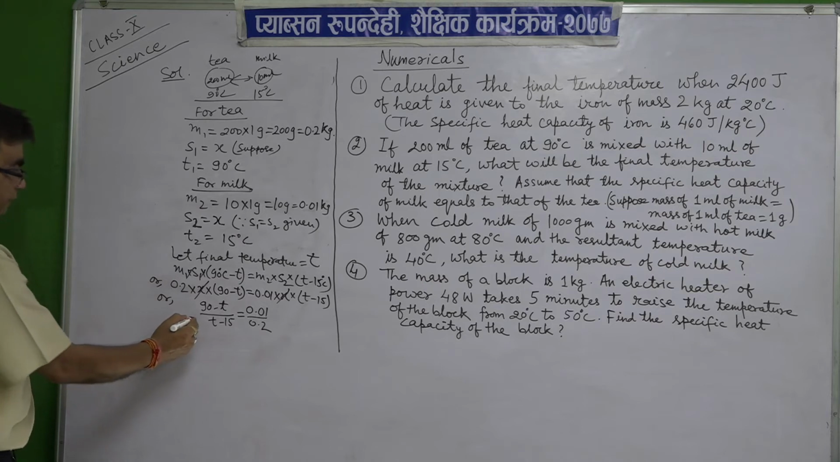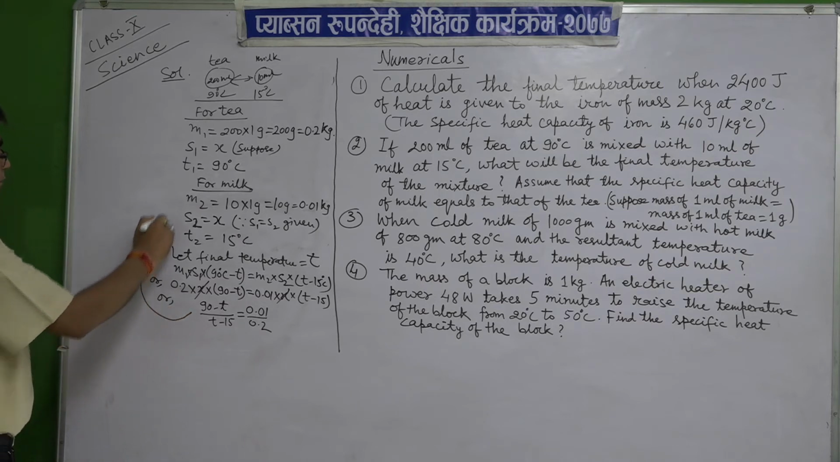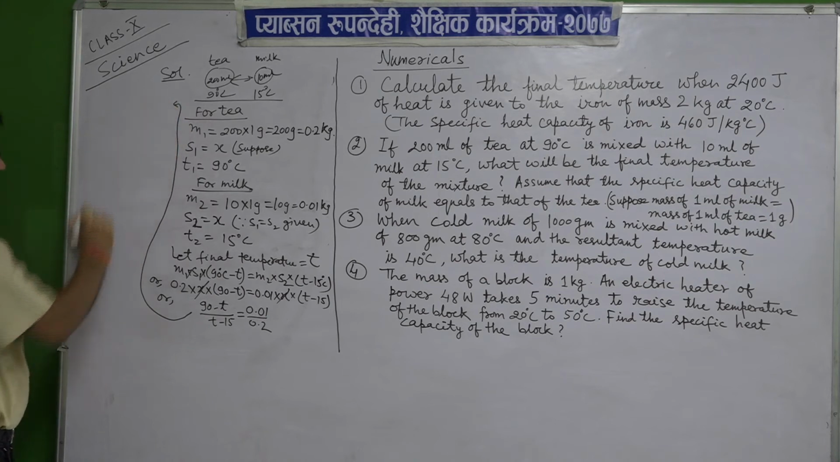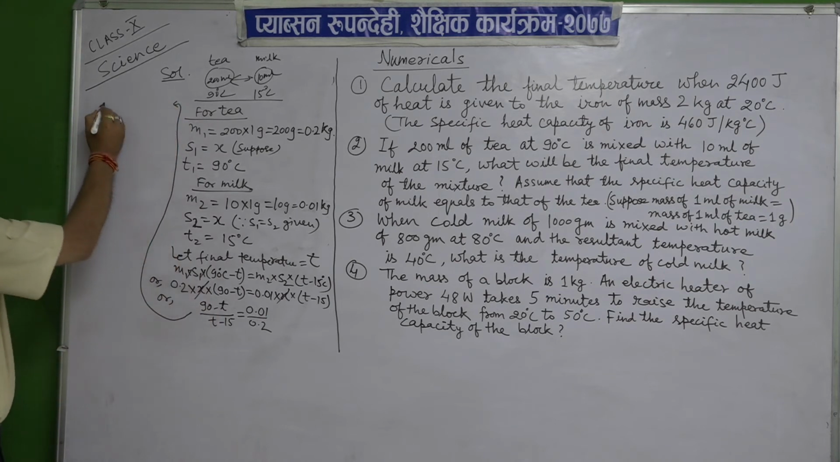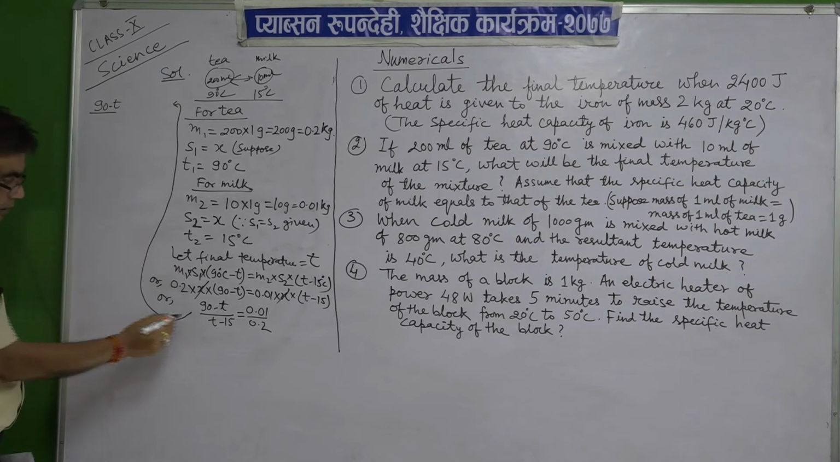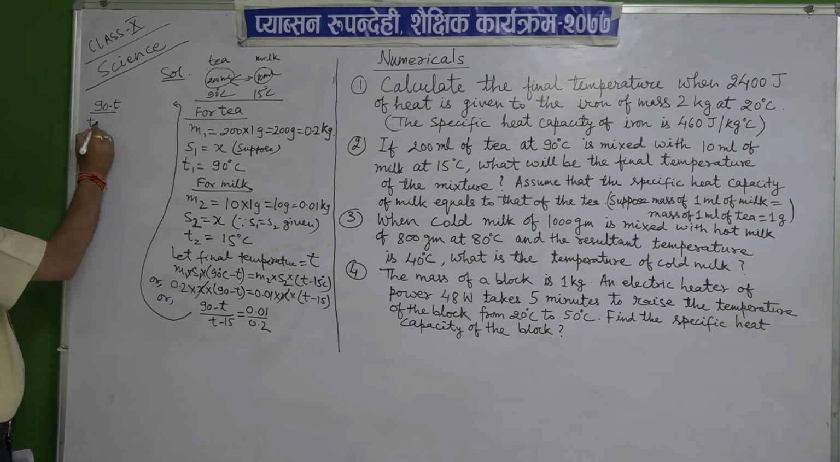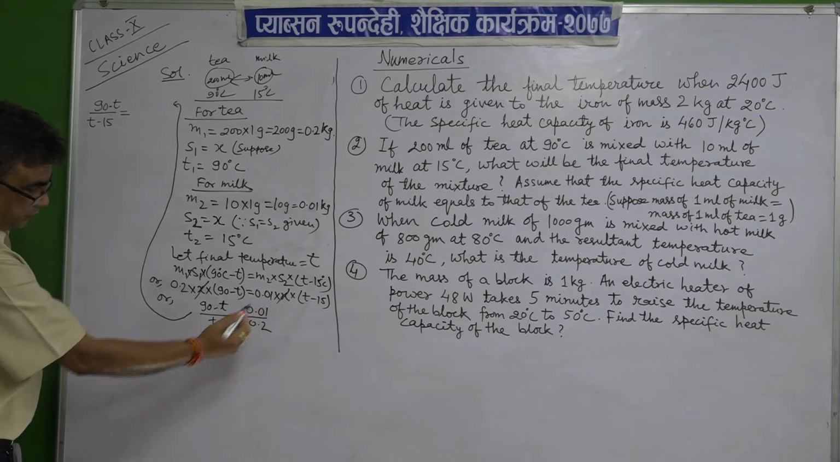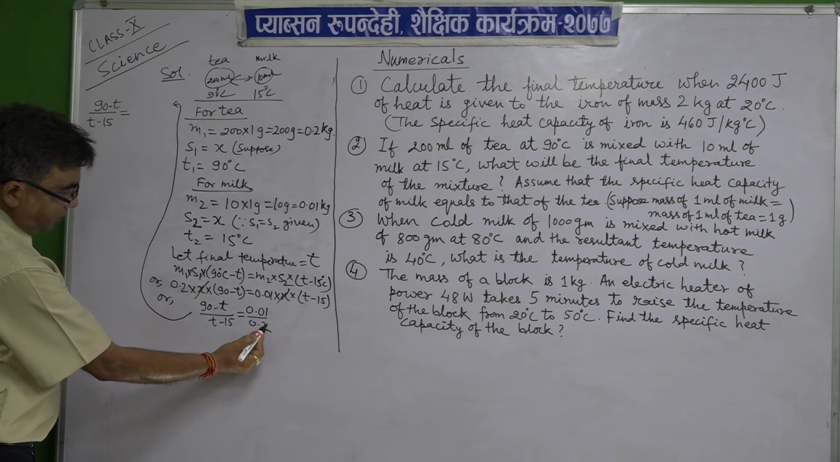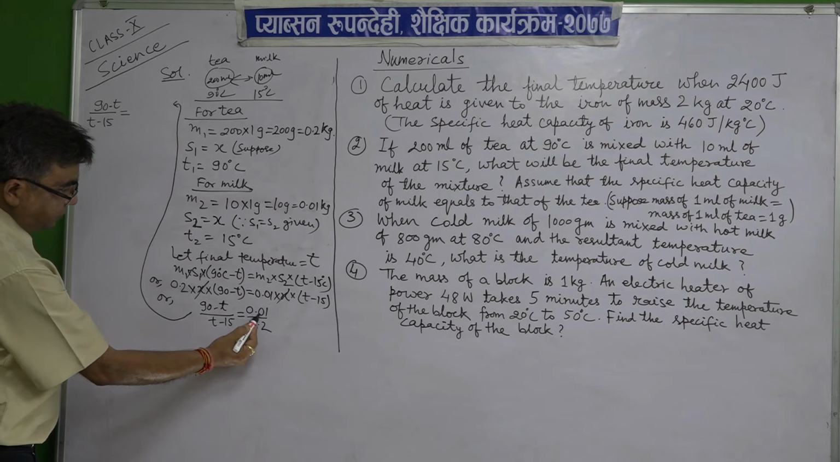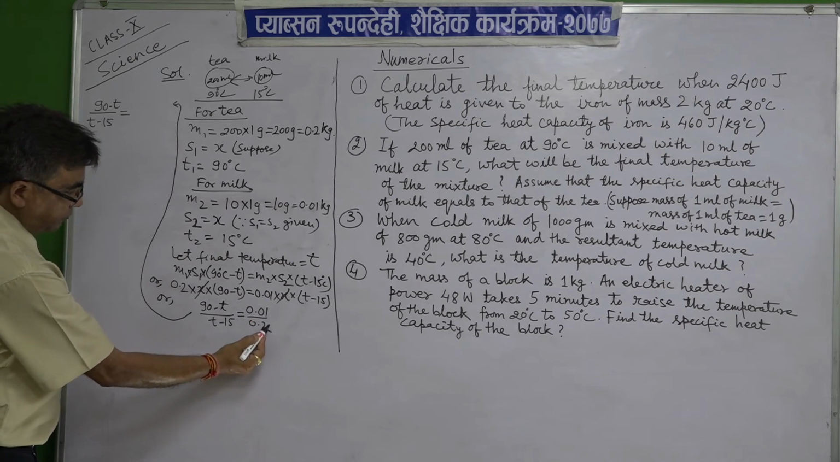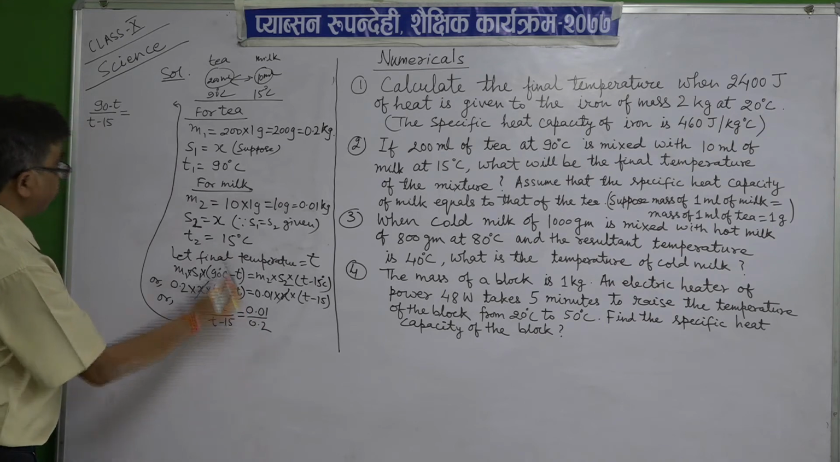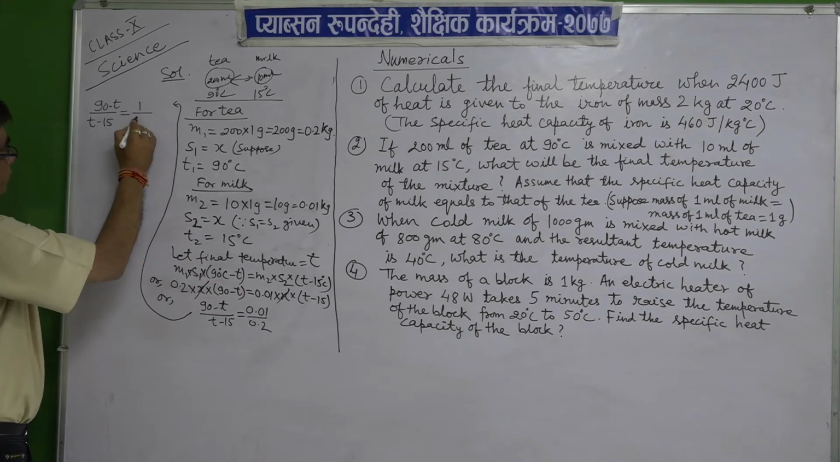Further, I am going to show you, try to understand here. 90 minus T upon T minus 15 will equal, if you try to remove this decimal, 1 0 you have to add. So, it will be 1 upon 20, clear, because after the decimal there are 2 digits, so here 0 1 can become 1, and 1 0 can be put here. So, it will be 1 upon 20.